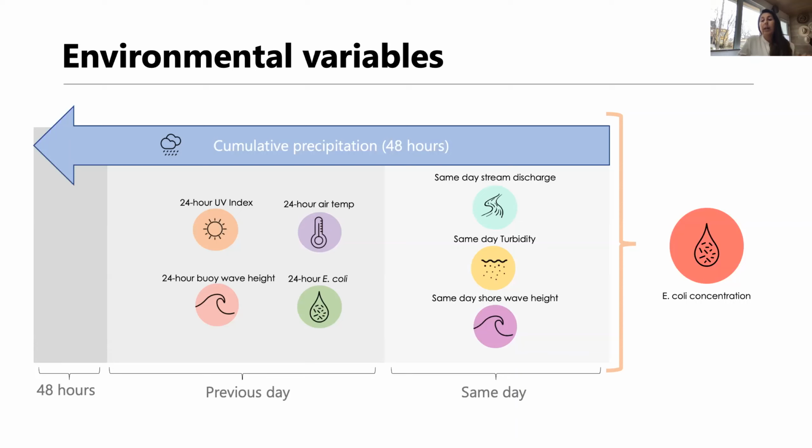For UV index, we looked at preceding day UV index, same with air temperature, wave height offshore, so in the buoys, as well as E. coli the preceding day. And the reason we did E. coli in the previous day to predict current day E. coli is because that's actually what's being used by current public health units, as Ian explained. We base decisions about current water quality status on what was collected the previous day. So we included that in the models as well. And then for same day data, we included current stream discharge, turbidity at the time of collection, and shore wave height. So that's just to give you a sense of how we included the variables in the model.